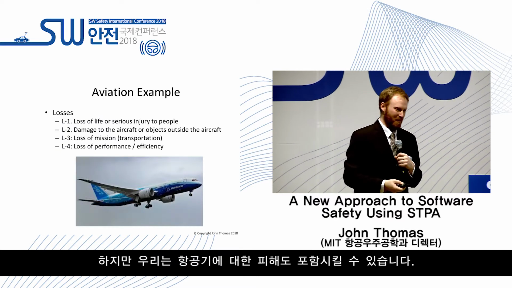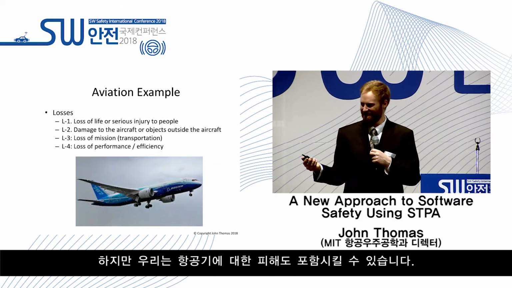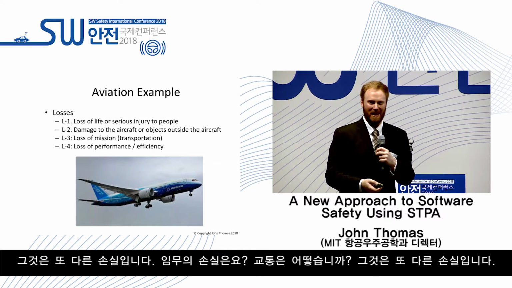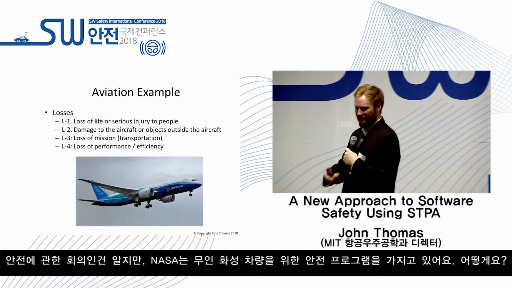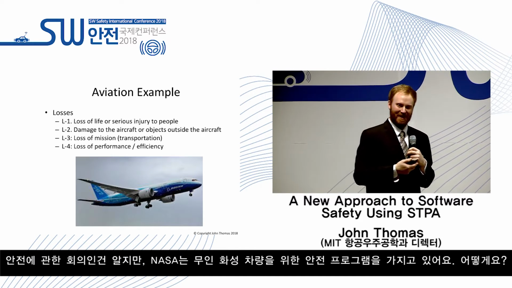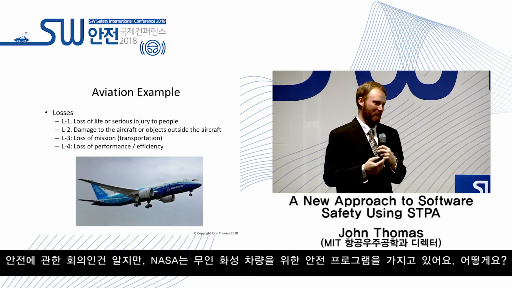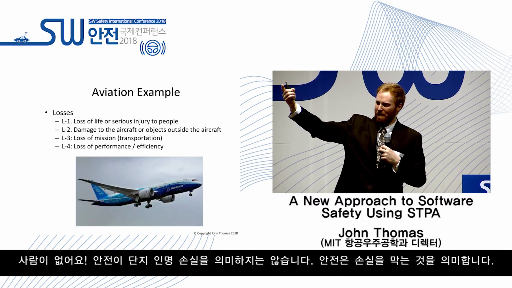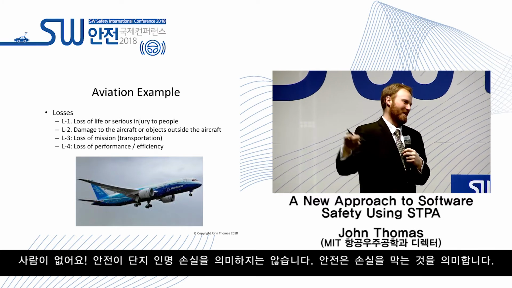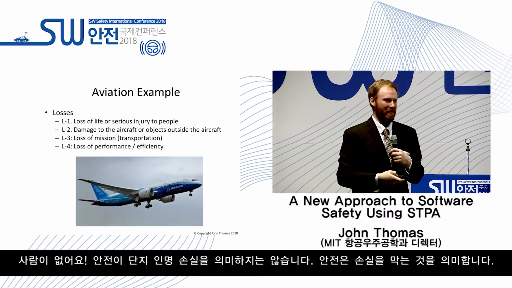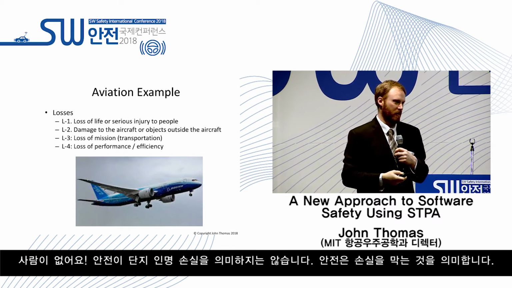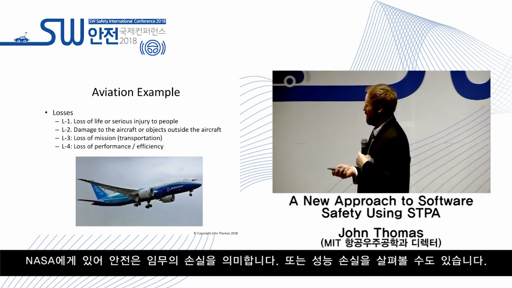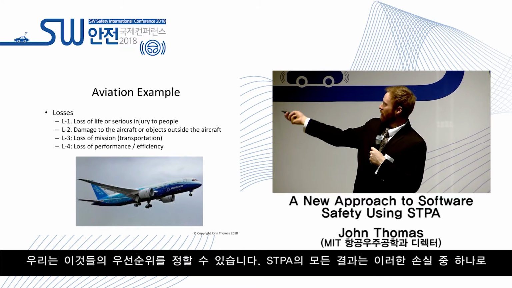But we could also include damage to the aircraft. That's another loss. What about loss of mission or transportation? That's another loss. I know this is a safety conference, but NASA has a safety program for unmanned Mars vehicles. How? There are no people. Safety does not just mean loss of life. It means preventing a loss. For NASA, safety means loss of mission. Or we can look at loss of performance. We can prioritize these.